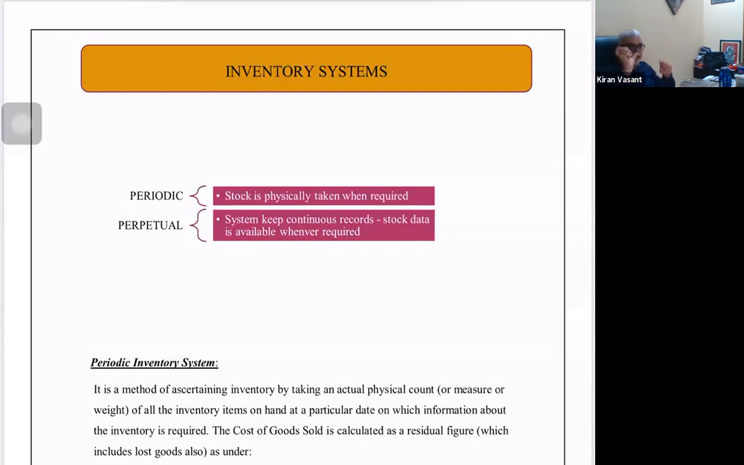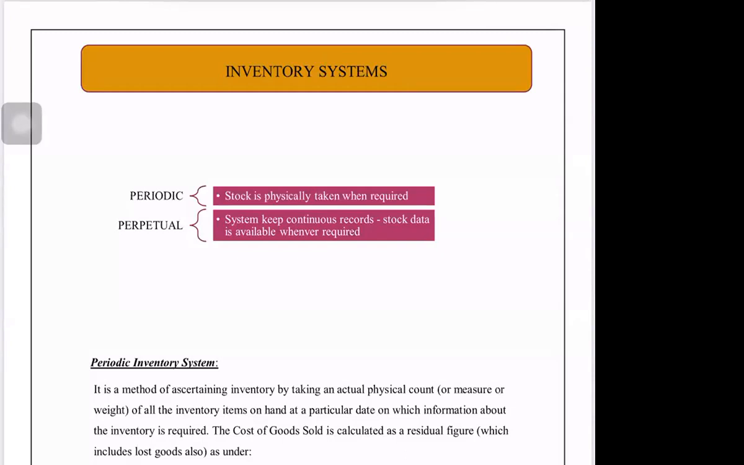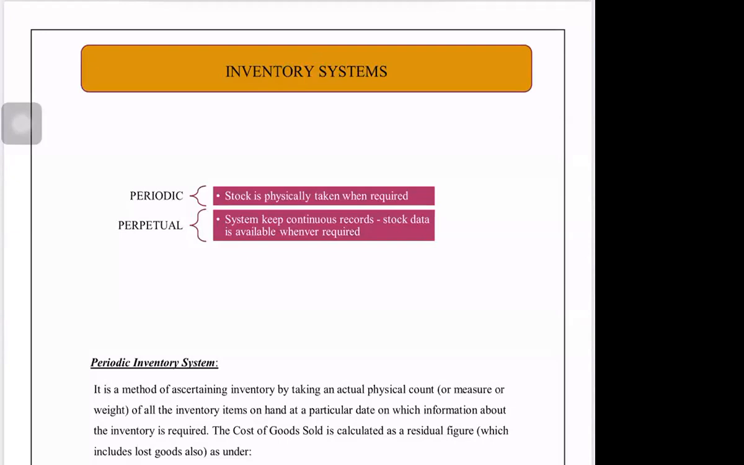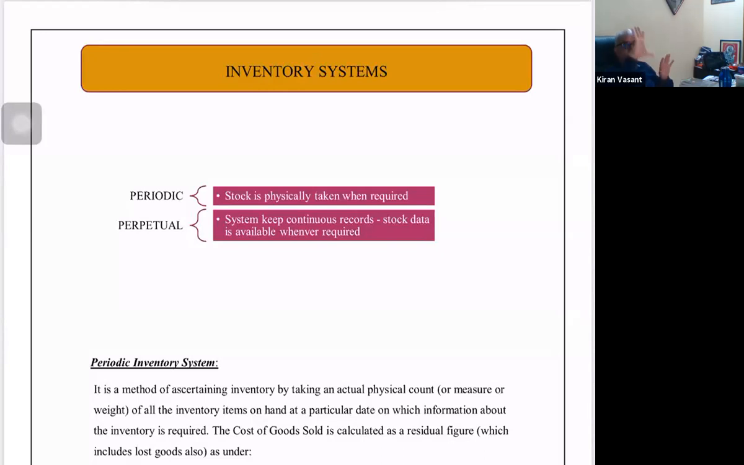You have seen in malls and all, they have these, what do you call it? Barcode scanners. Yeah. So that itself will facilitate the value of stock whenever you want, the system will tell you.